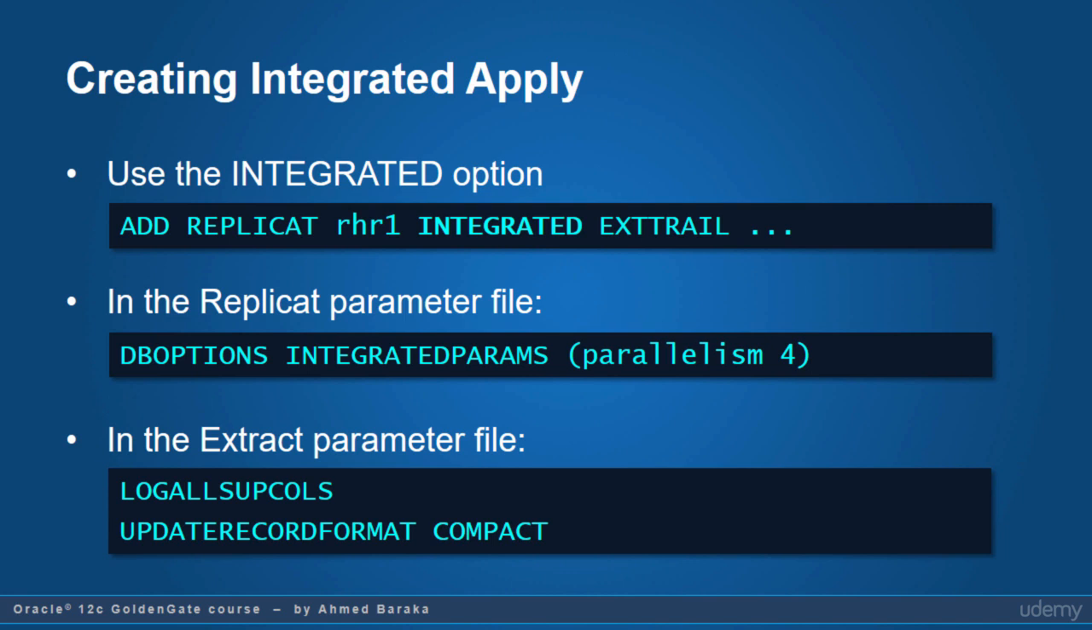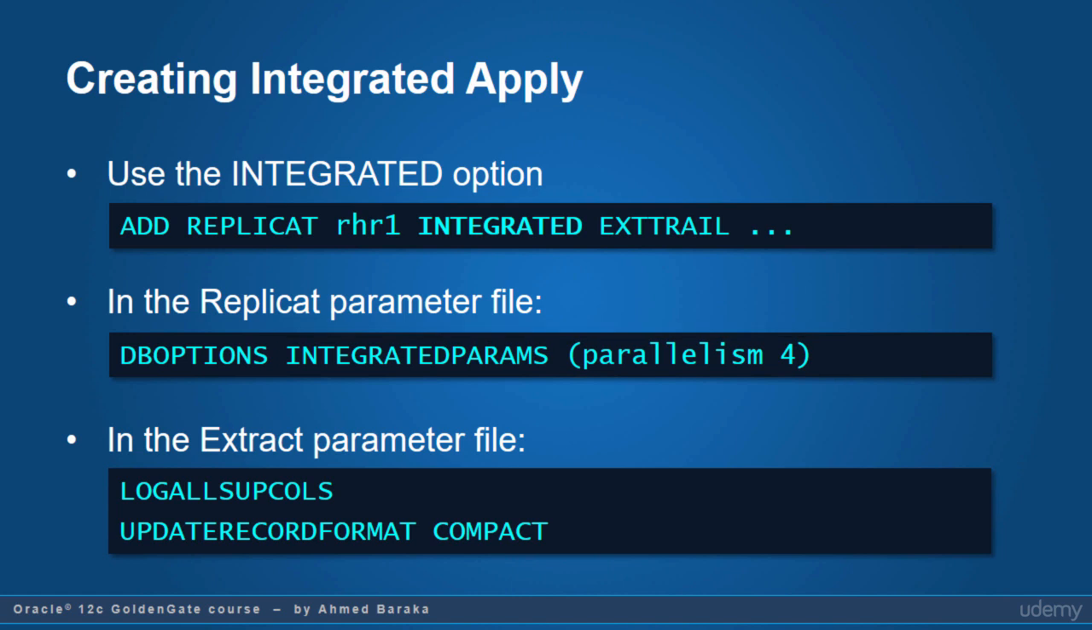Creating an integrated apply is as easy as creating the integrated capture. Just use the integrated option in the add replicat command. And you use the INTEGRATEDPARAMS option in the DBOPTIONS parameter to set the parallelism. This option allows you to specify the number of the internal server processes created by the inbound server.